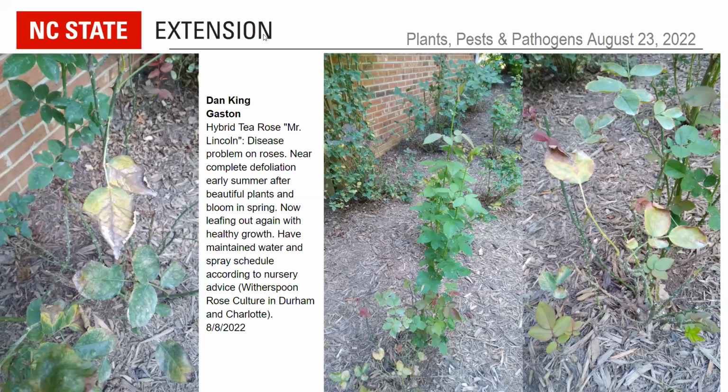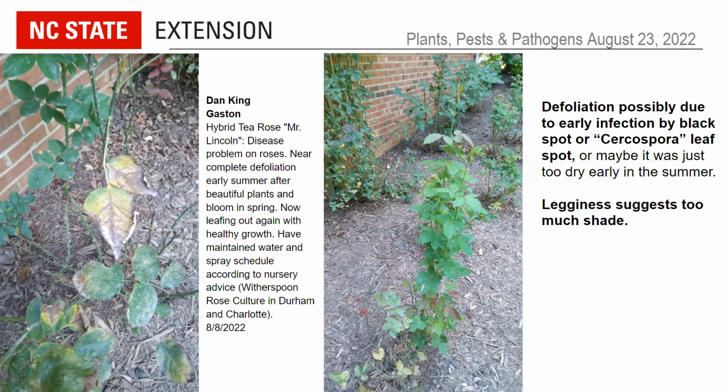The one thing though, and I think I maybe mentioned this on the next slide, Matt, if you would advance it, the legginess suggests that there's too much shade. So I don't know if there's some trees that are shading this bed. Looks like there's a building there. So that may be contributing to the legginess of the growth there. That's all I got. Thanks, Mike.